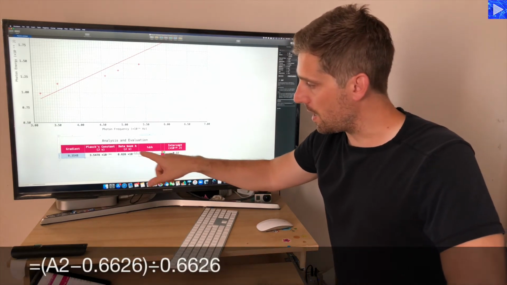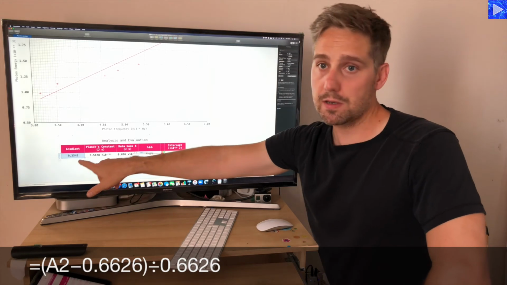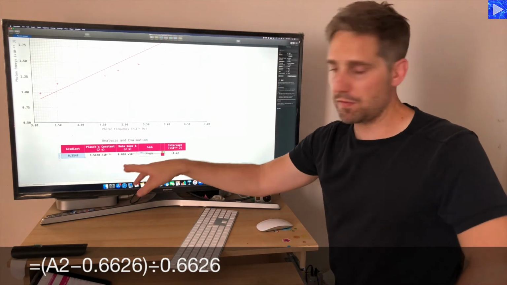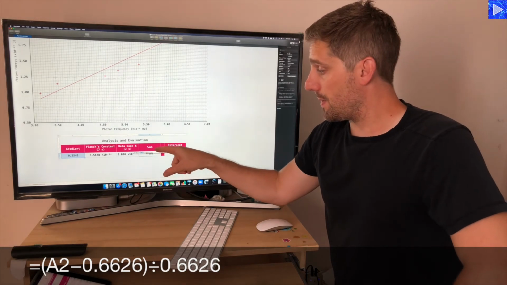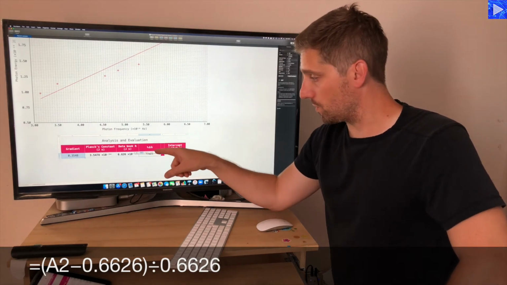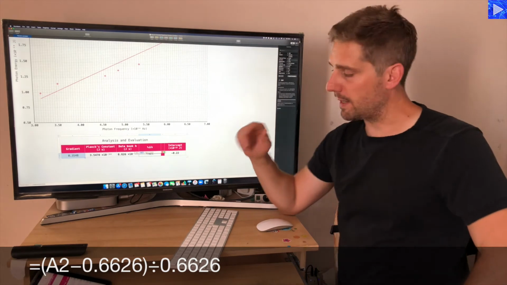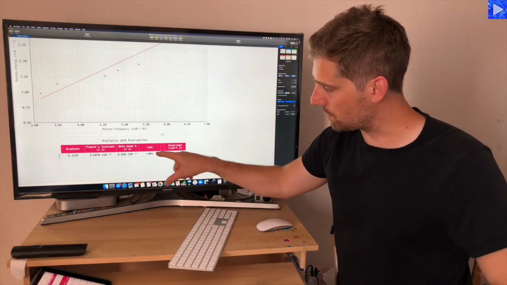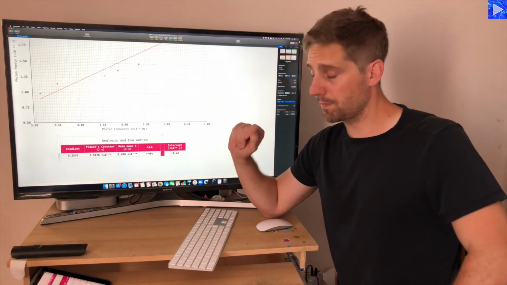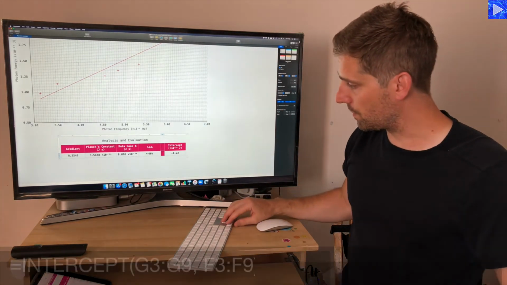So in this cell here, I'm doing the difference between the gradient that I got and the gradient you'd get if you got 6.62, or 6.63 rather, and then I'm dividing by that and I'm just displaying this as a percentage. So this is 46% difference. That's quite a lot of difference here.